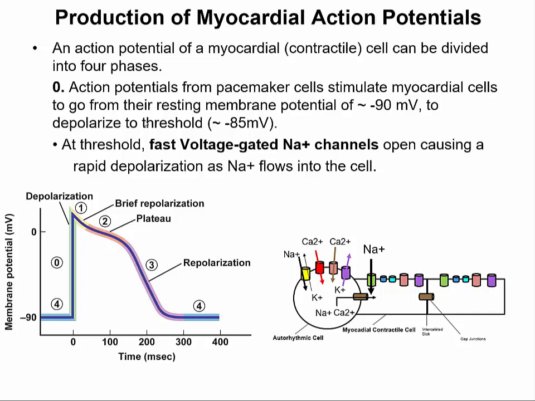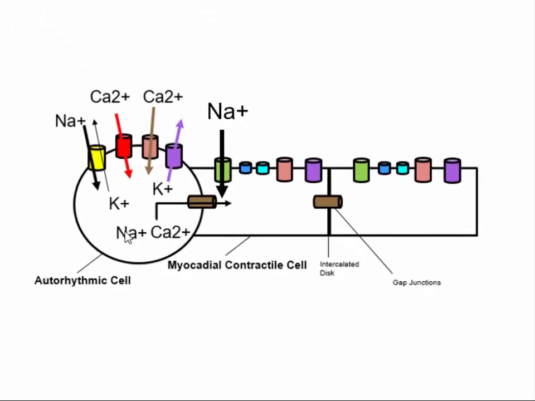Well, as you can see here, we have the action potential that's generated along the myocardial cell membranes. It's labeled 0 through 4. So at 0, what's happening here? Well, action potentials from pacemaker cells are going to stimulate myocardial cells to go from their resting membrane potential of about minus 90 millivolts to depolarize to threshold, which is about minus 85 millivolts. That's the sodium and calcium coming in from this autoarrhythmic cell into this myocardial contractile cell. That sodium and calcium are positive charges. It's going to depolarize it to threshold.